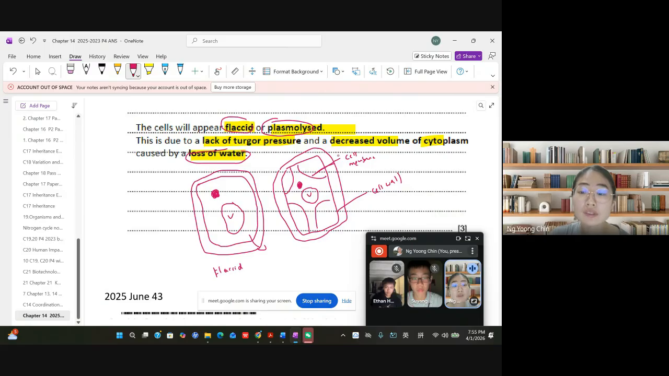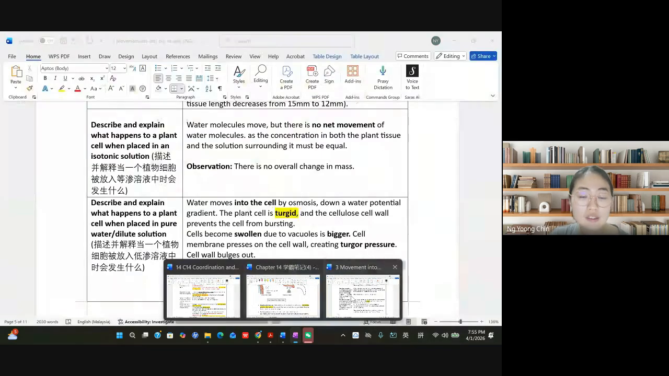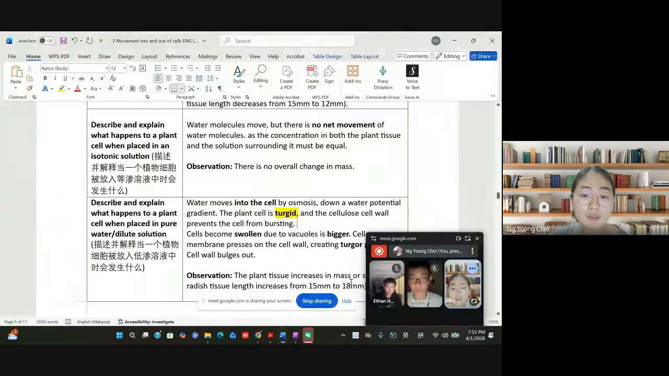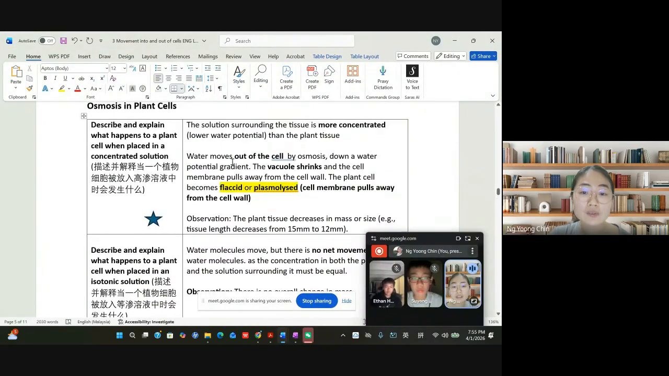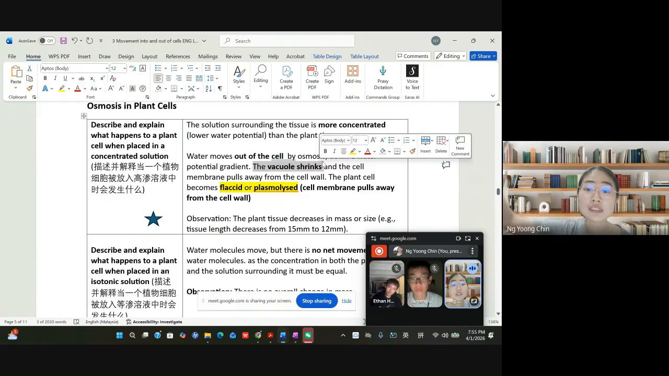So overall it will lead to a reduction in the volume of the cytoplasm due to lack of turgor pressure. Okay, turgor pressure. A big recap: what is meant by turgor pressure? Just remember the turgor pressure, which is this one. This is the keyword that you should write: water moves out by osmosis. So that's why the vacuole just shrinks, reducing in size.